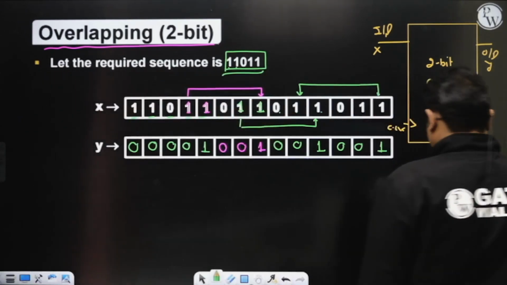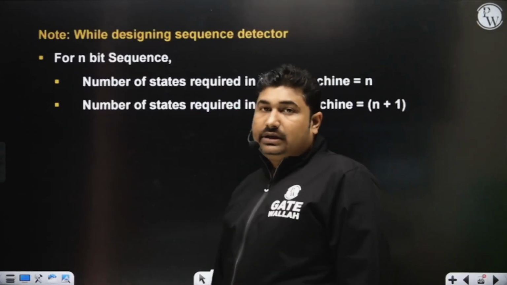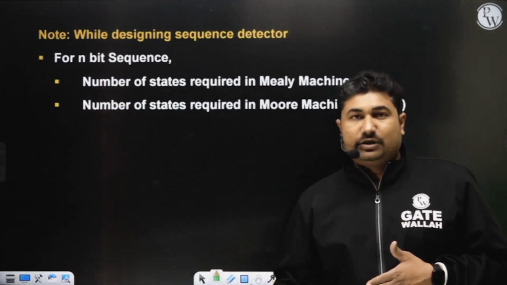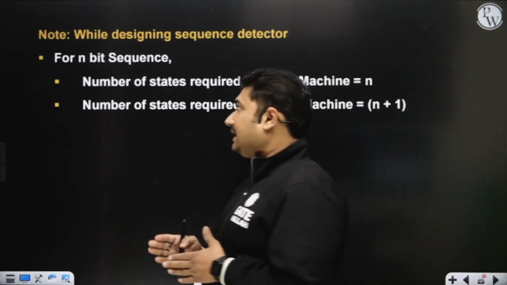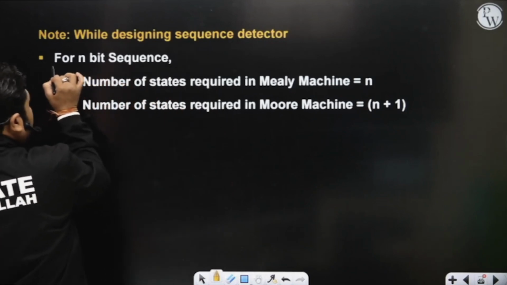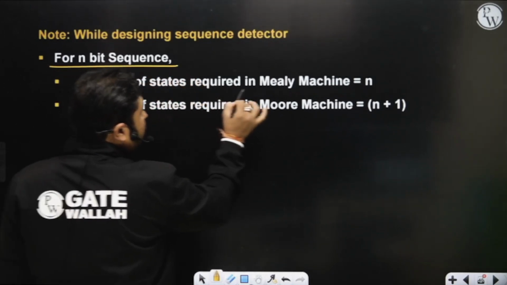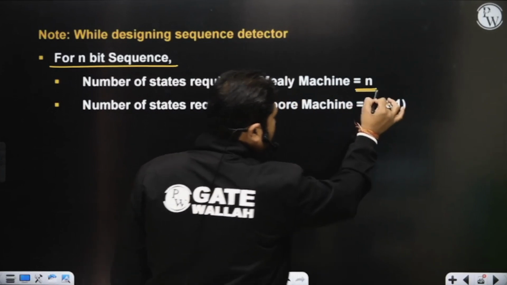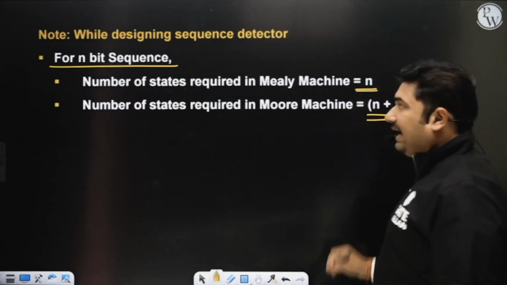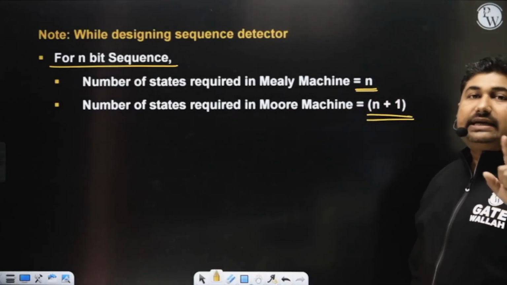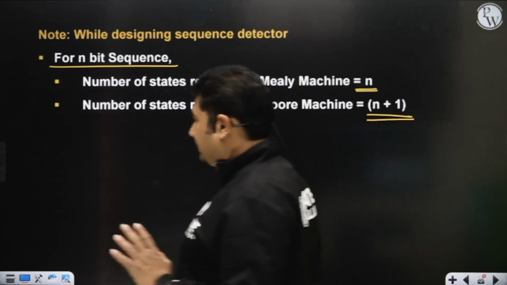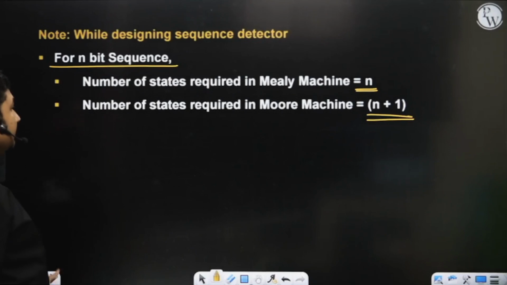Is it okay? Now let's discuss the note point. We can design a sequence detector by using a Mealy machine or a Moore machine. The basic difference we need to remember is, if we have to design a sequence detector for n bits, then the number of states required in a Mealy machine is equal to n, while the number of states required in a Moore machine is n plus 1. One extra state is always needed in a Moore machine compared to Mealy. Is it okay? Yes, sir.